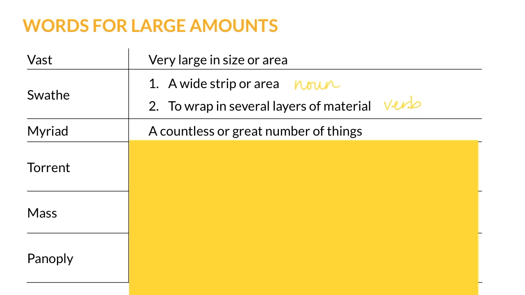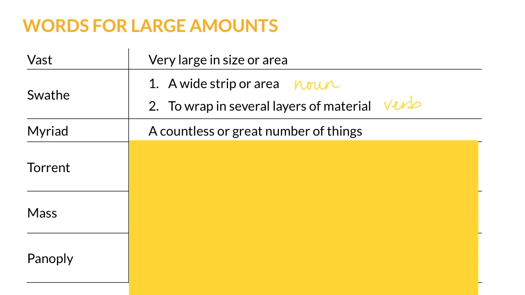So abuse is when you treat someone badly. You can have verbal abuse when you say mean things to them, or physical abuse when you hurt them, like you hurt their body. So if you had a torrent of abuse, then someone was saying a whole load of mean things. So again, it's like a flood of mean things coming out of their mouth. So we don't want that.